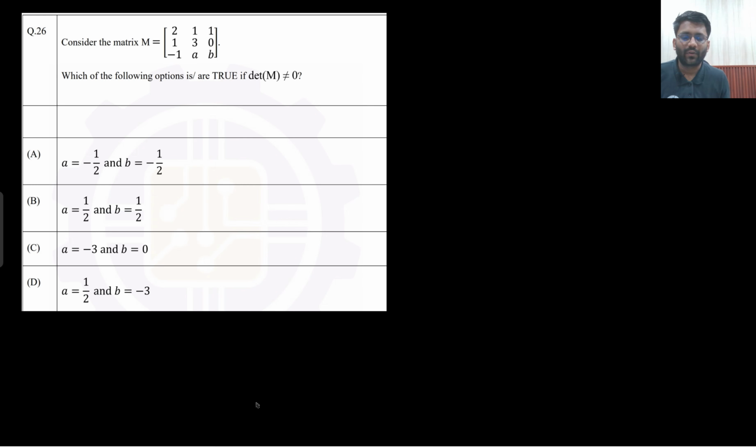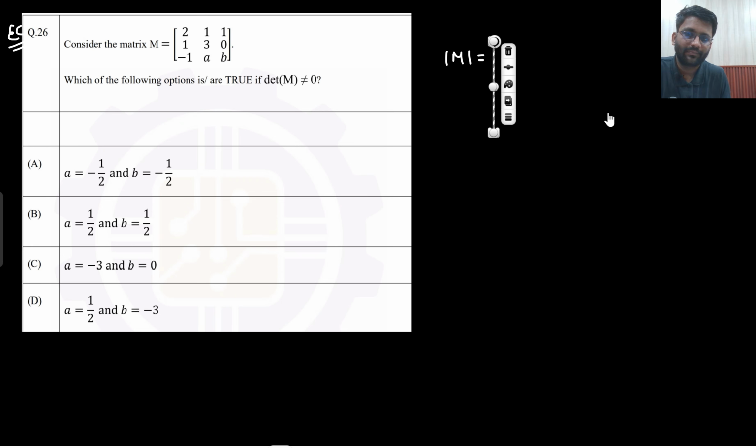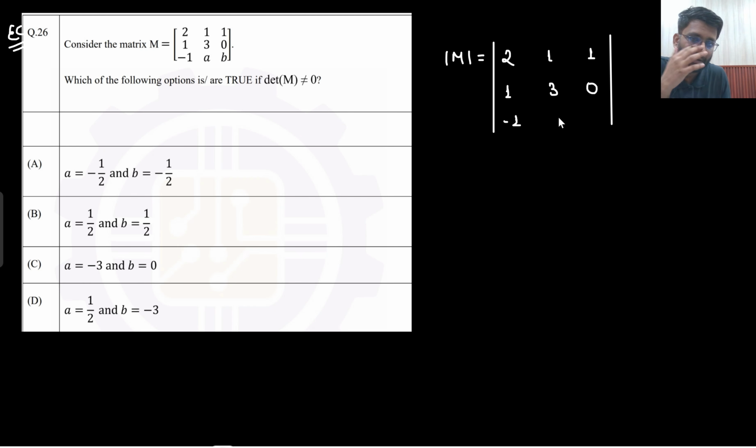This question was asked in GATE 2026 EC. Okay, GATE 2026 EC. You need to solve it on your own. Which of the following statements are true if a determinant of M is 0? Determinant of M is 0. What will be the determinant of M? 2 1 1 1 3 0. Sorry, determinant of M is not equals to 0, right? Determinant of M is not equals to 0. This should not be equals to 0.